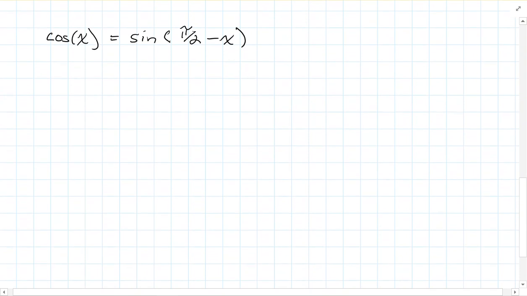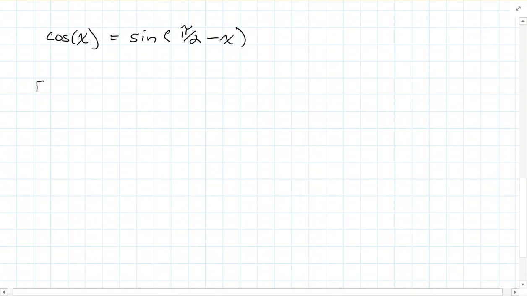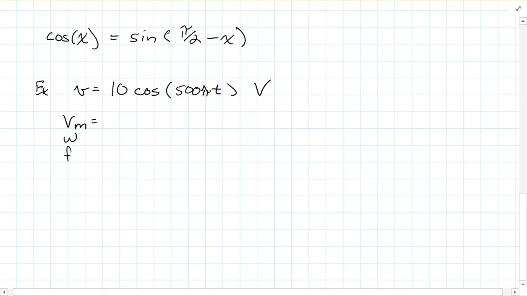All right, so let's do a real quick, easy example here. Let's look at an example of v equals 10 cosine of, let's just say in this case, 500 pi t volts, and then we're going to determine what Vm is, what omega is, what the frequency is, the period, and phi. And again, a lot of this is just easy by inspection.